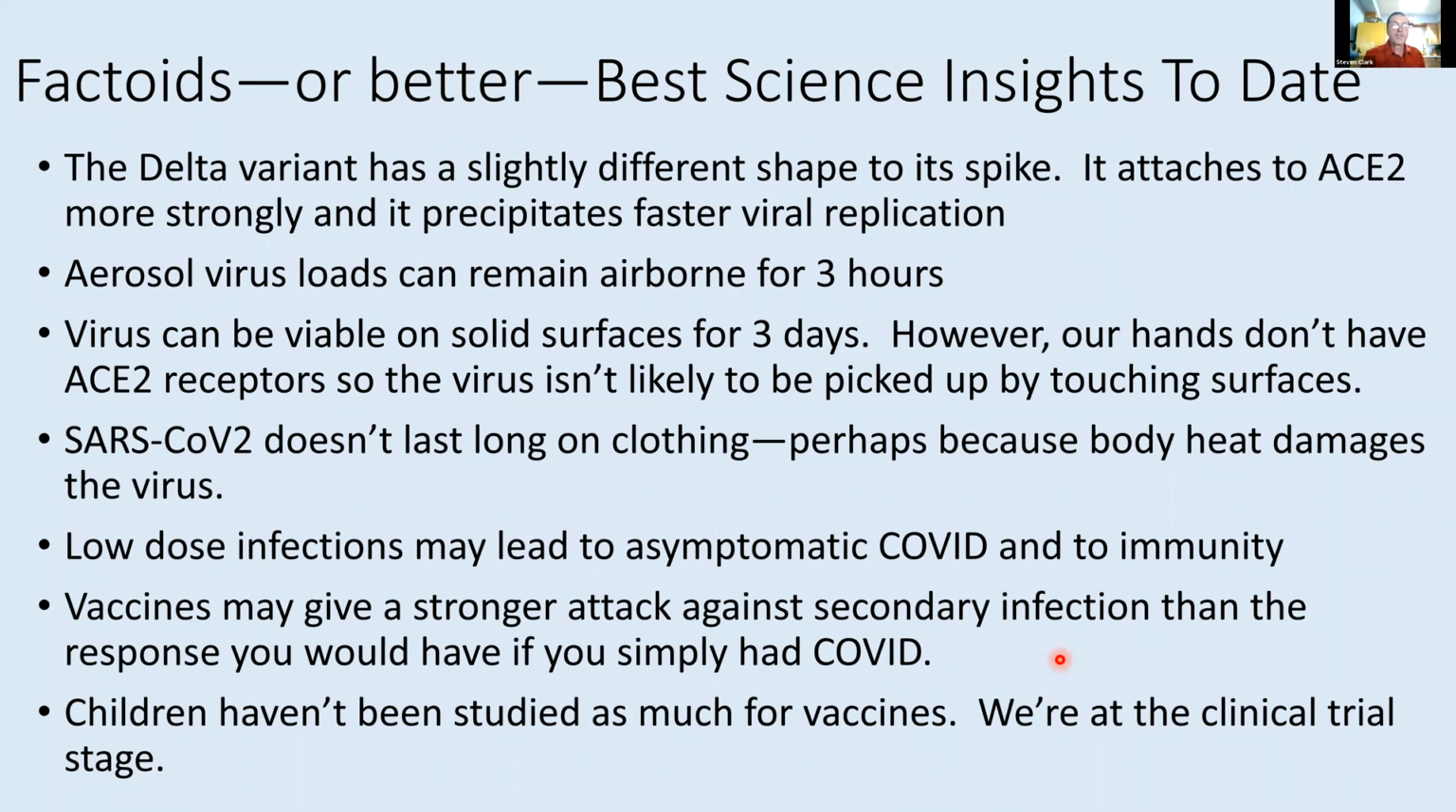I started to call this factoids, but it's not good to call science facts because we want to get the idea that everything is revised when you have a better study. So the Delta variant's spike has a slightly different shape, like I said before, and it fits more tightly. And it also has a little feature that makes it replicate a little more quickly than the originals.